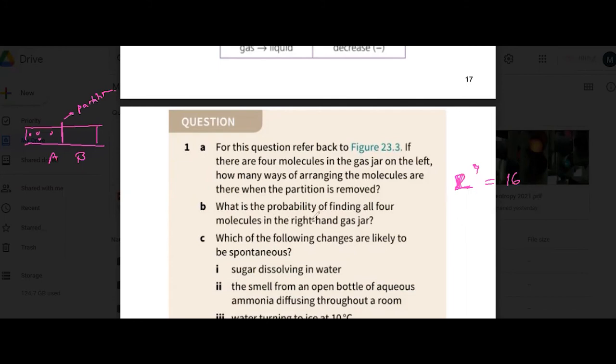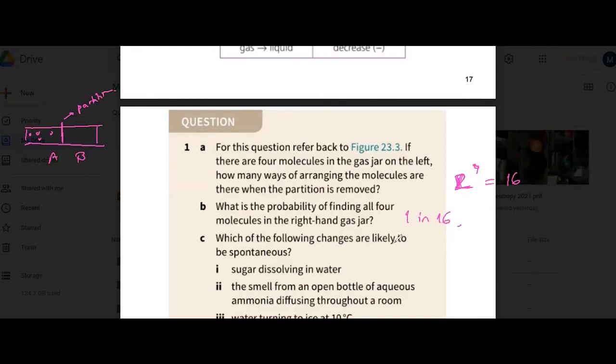What is the probability of finding all 4 molecules in the right-hand gas jar? What's your answer? There are 16 ways, so the probability of any one of these arrangements is 1 in 16.